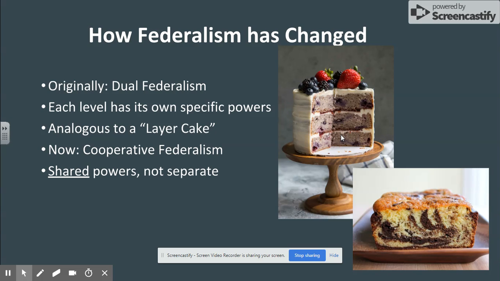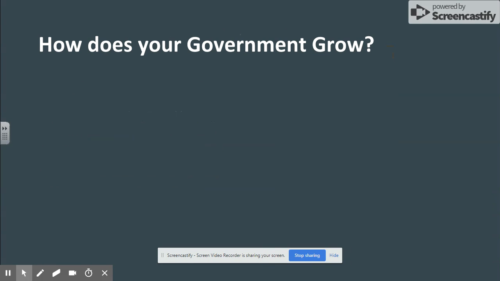Nowadays, we have what's called cooperative federalism, which is there is a lot more shared powers. And political scientists, especially those people who are hungry, refer to it as a marble cake. Personally, this is my favorite kind of cake. This is where when you take a bite, you get a little bit of chocolate, you get a little bit of vanilla, you get all the flavors. It's hard to tell where one stops and another starts. So today we have marble cake, we have cooperative federalism, where there are more shared powers.